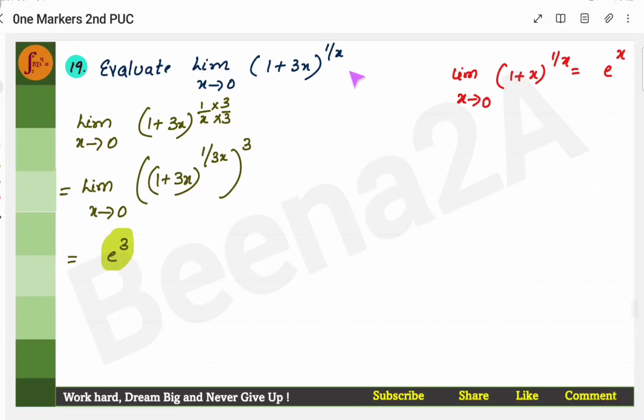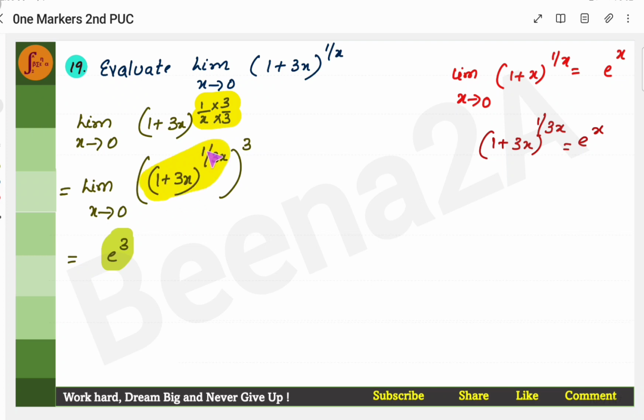Now this particular problem, for this you'll have to use this formula. 1 plus x to the power 1 by x is e to the power x. So instead of x I have 3x here. What will I do? That means here also I should get 3x. If I have 3x here also I should have 3x. This is the way we should solve it, right? Now that means I have to multiply and divide, right? If I multiply and divide by 3, then I will get 3x, right?